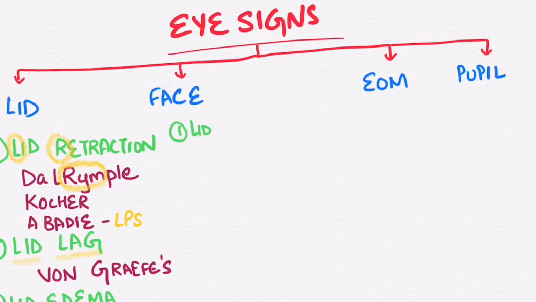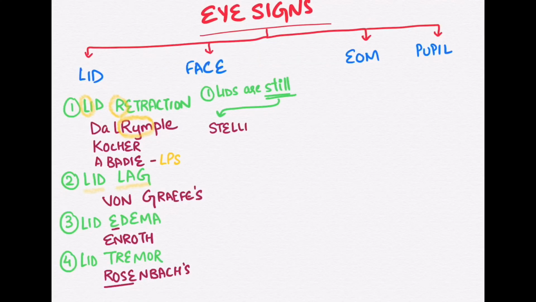Coming on to the facial signs. So remember here that the lids are still. So still, the sign is Stellwag's sign. And here what happens is there is an incomplete and infrequent blinking of eyelids leading to a staring look.